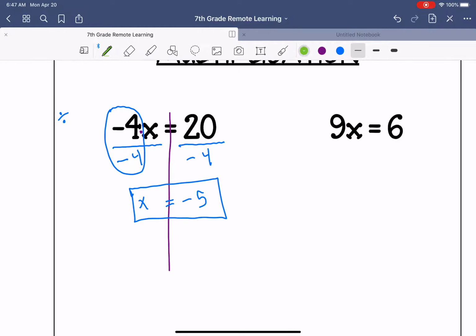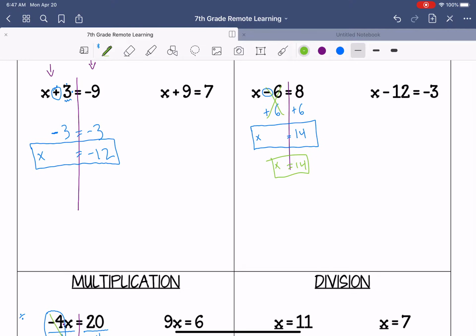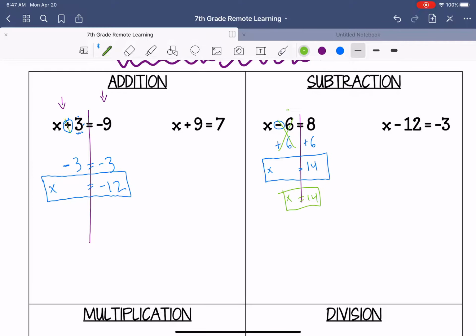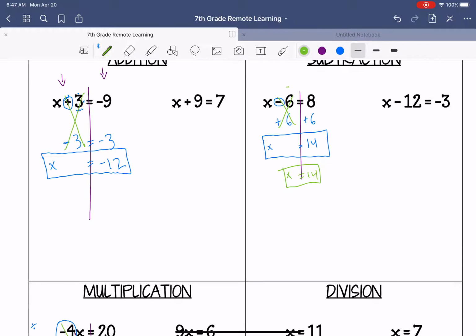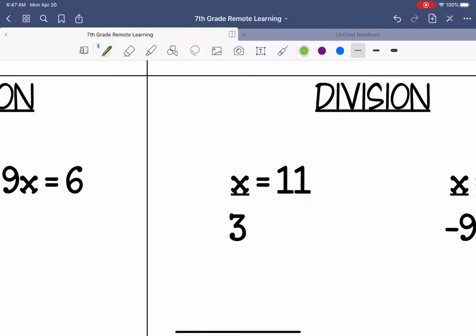So when I do negative 4 divided by 4, those cancel. The inverses essentially cancel each other out. So they go away. So we canceled there. We canceled up here with our subtraction. And even right here, this plus 3 and the minus 3 cancel each other out. Okay? So then last, we'll look at our division.